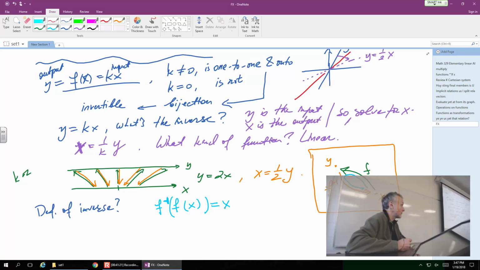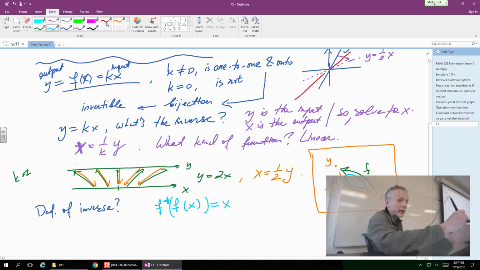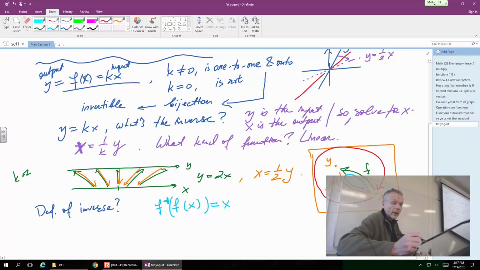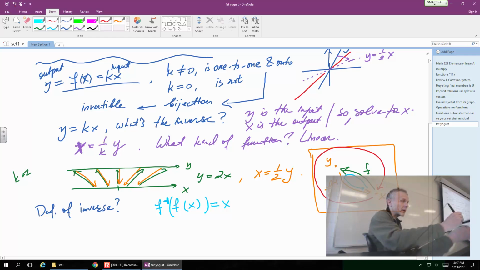So that is the definition of the inverse. Or is it? It's not entirely. What's missing? The other way around. That's half of the definition. Why? Because I can go backwards. So here on the right, I first went f and then f inverse. I could go in the opposite direction like this. In the opposite direction.